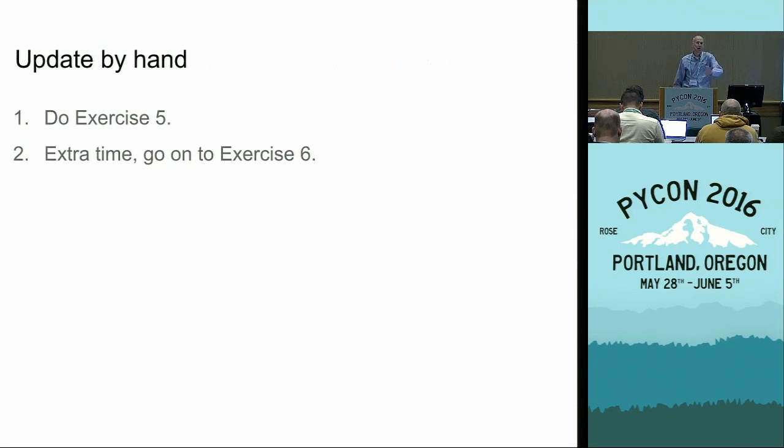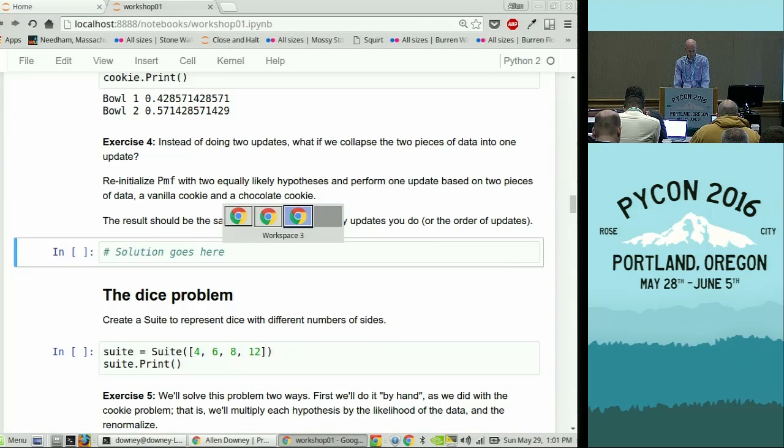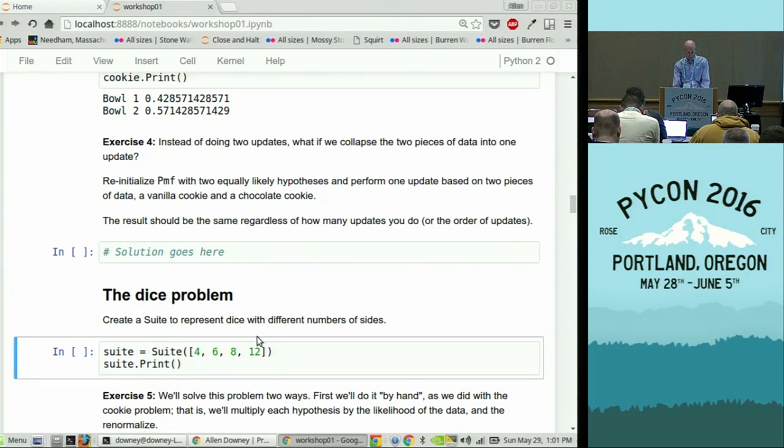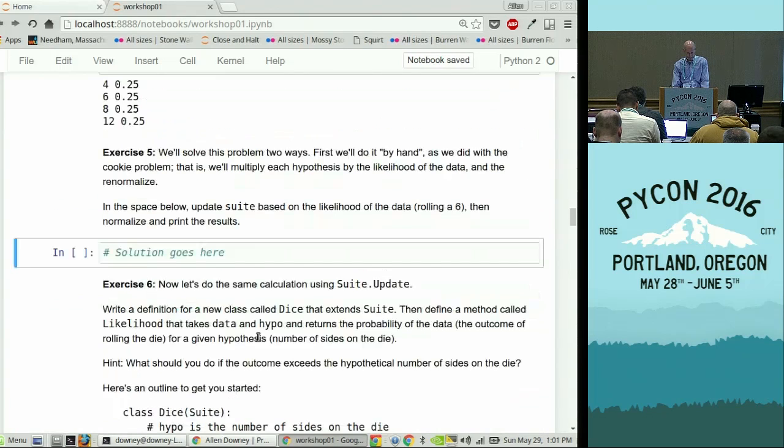And now if you will go into the notebook and do exercise 5, and if you have extra time, you can go on and do exercise 6. Actually, even if you have extra time, don't go on and do exercise 6 yet. I want to tell you more before you do it.